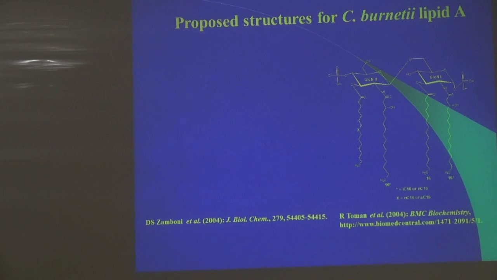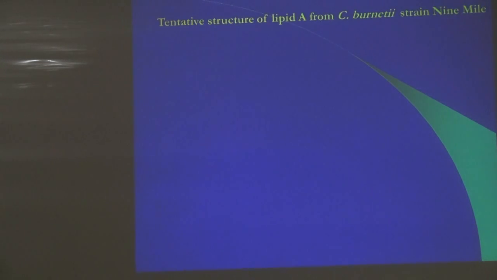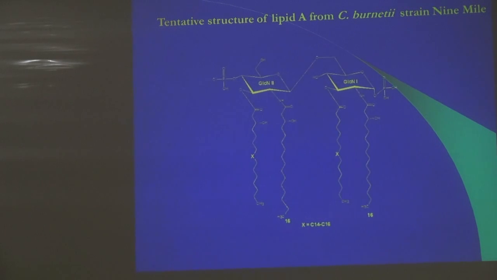But in the same year, there was another paper from Zamboni, and he said, no, our structure is okay, but it should be like this. The amide linkage for glucosamine 1 was the same, but in this case, he said the hydroxylated fatty acids were esterified. But it is very difficult to confirm by mass spectrometric approaches, and we spent quite a lot of time on this.